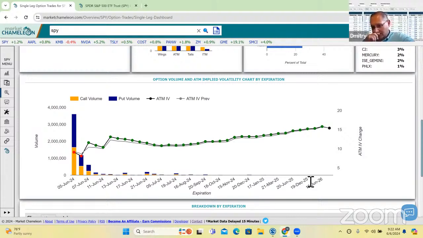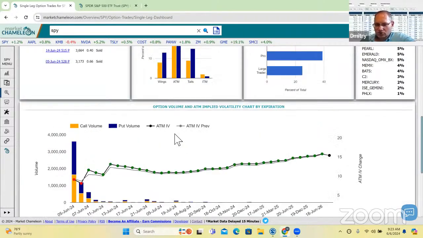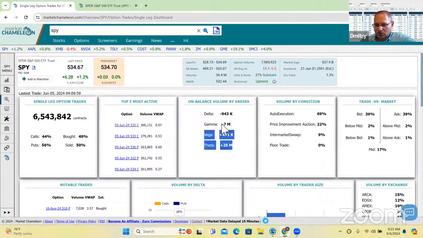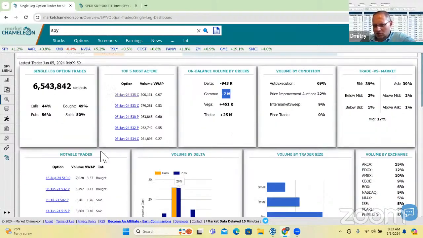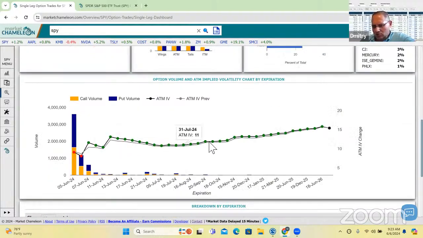So here we see what happened was the front two expirations' implied volatility, the red means it declined. So decline, maybe more selling pressure, right? That's kind of like what we're seeing here in the gamma. And the longer term, as we go out, they ticked up a little bit.